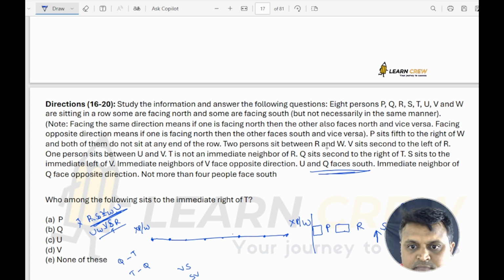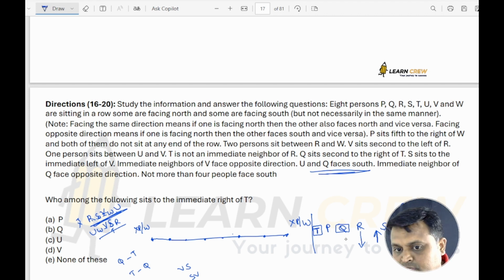It's already done. V is second to the left of R means R is facing south. Next, 1 person sits between U and V, that is W, who is facing south. T is not the immediate neighbor of R means T won't come here. T is at one extreme. The remaining person is Q.